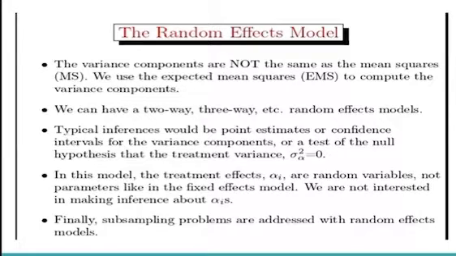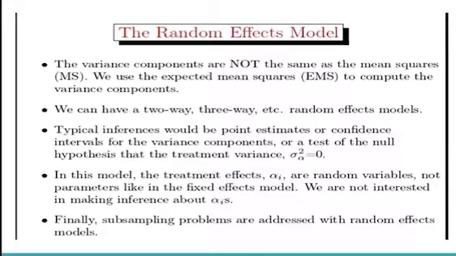So the typical inference will be point estimate or confidence level for the variance component or a test of the null hypothesis that the treatment variance sigma square equals 0. Oh my God, what are we actually testing in the fixed effect model? What we are testing in the fixed effect model is whether alpha j equals 0. But in the random effect model, we are not focusing on that. We're focusing on the variance. Variance of what? The variance of the treatment effect. Take a look at that.